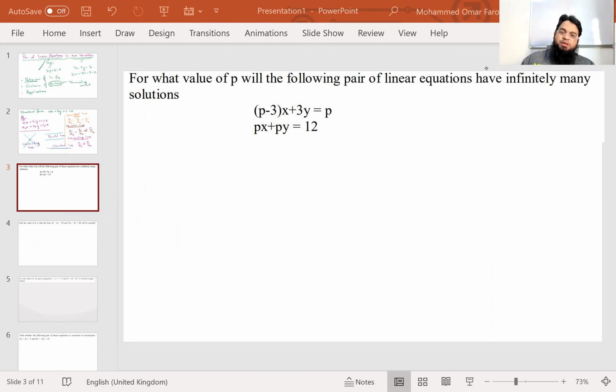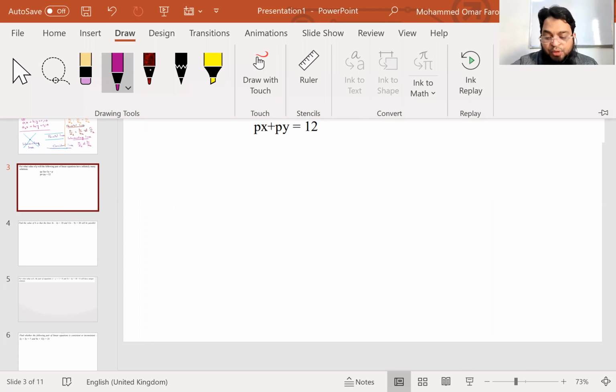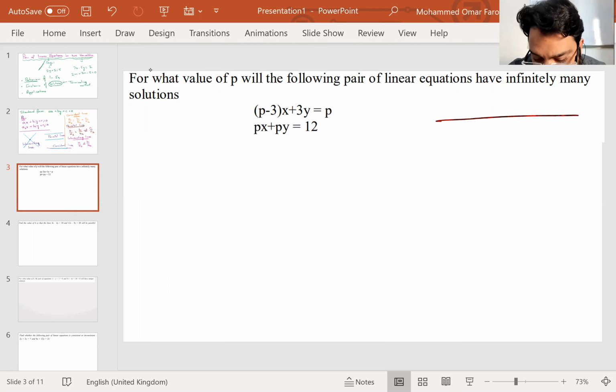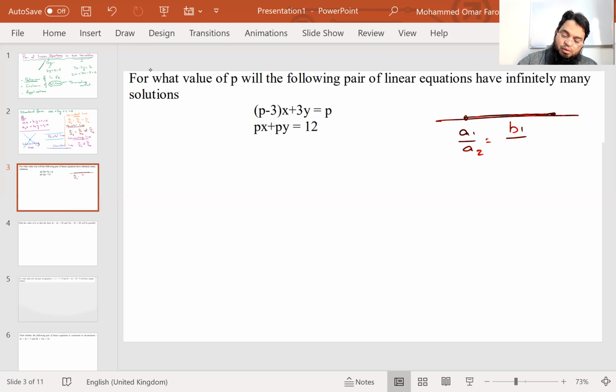In which situation do we have infinitely many solutions? When the two lines are coincident. So when the two lines are coincident, that means they are on the same line. So what is the condition? The condition for coincident lines is A1 by A2 equals B1 by B2 equals C1 by C2.